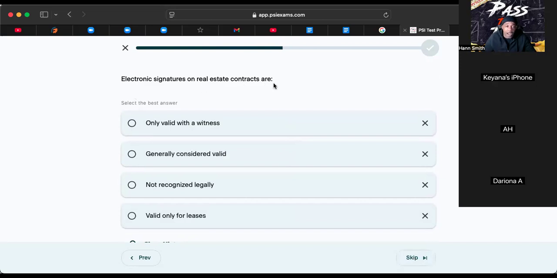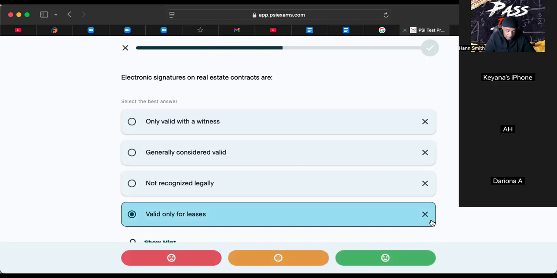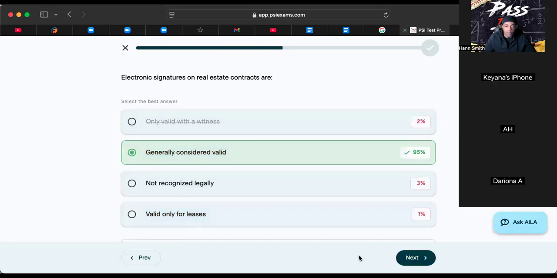Electronic signatures on real estate contracts are: 1, only valid with a witness. 2, generally considered valid. 3, not recognized legally. 4, valid only for leases. I'm going to get rid of valid only for leases. We need to get rid of one more. A. That's what I was going to say, A. All right, so generally considered valid, not recognized legally. What do y'all think? I say it's B. Yep, B, generally considered valid.